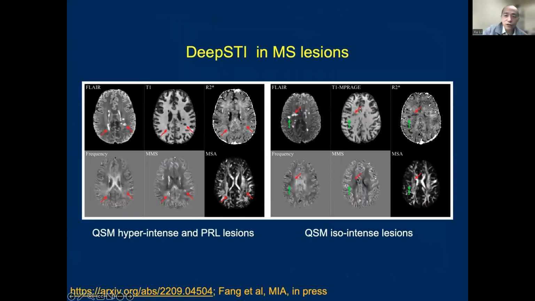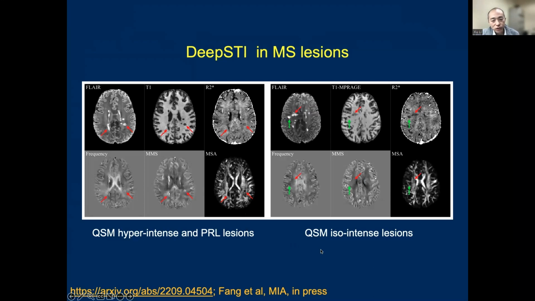Okay, and the last result I want to show here is an interesting result when we apply the deep STI in MS lesions. There are 2 different MS lesion types. For the QSM hyperintense lesions or the paramagnetic rim lesions, we see a good reconstruction of high magnetic susceptibility, or high MMS, in these lesions. And interestingly, we also see the neural network predict a decreased susceptibility anisotropy, which is possibly related to demyelination.